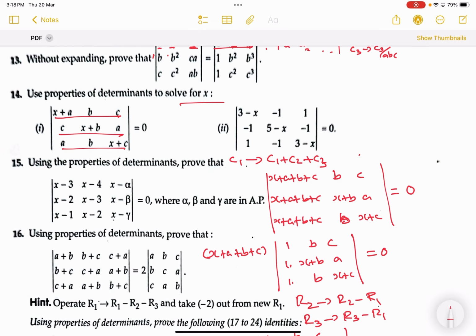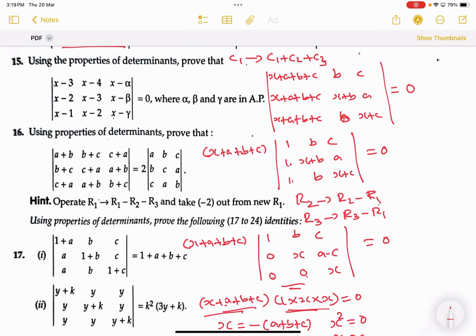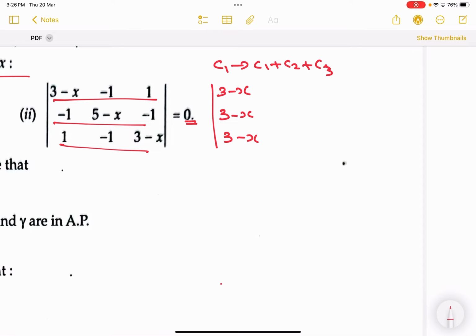So it is question number what? Question number is 14. So column 1, column 2, column 3, add all the elements, so you are getting the same value. So write the other all the same. Now remove the 3 minus x outside.